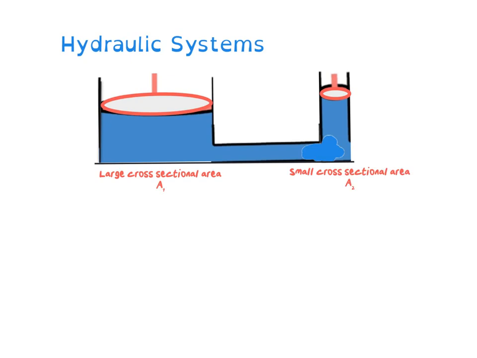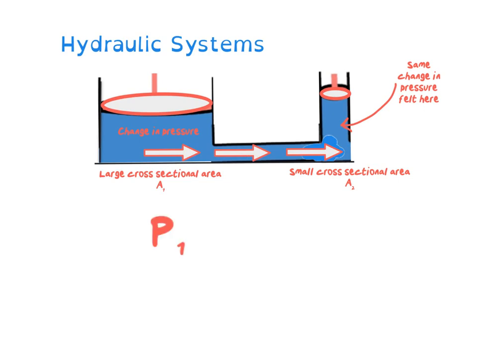Now we just established that in an enclosed fluid that is static, a change in pressure at one place in the fluid will be transmitted undiminished. In other words, it will be the exact same change in pressure as any other place in the fluid. This means that if I change the pressure at position 1, I change the pressure at position 2 by exactly the same amount. Let's now substitute in our expression for pressure. Force divided by area.